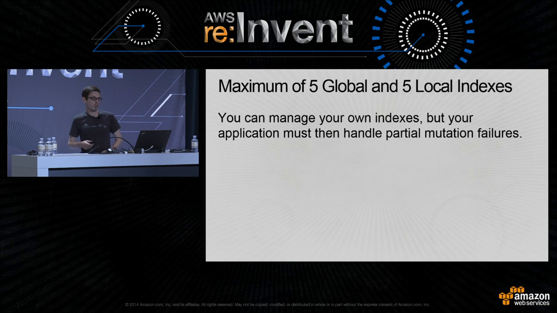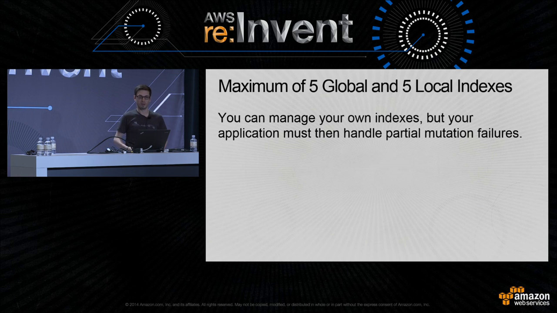Another thing you need to keep in mind is there is a maximum of 5 global and local indexes. So if you need more filters or you need to index more columns, you can either manage them yourself as a separate table, which I don't recommend because then you need to handle partial mutation failures in your application layer, or you might evaluate some of the other managed databases that Amazon provides.